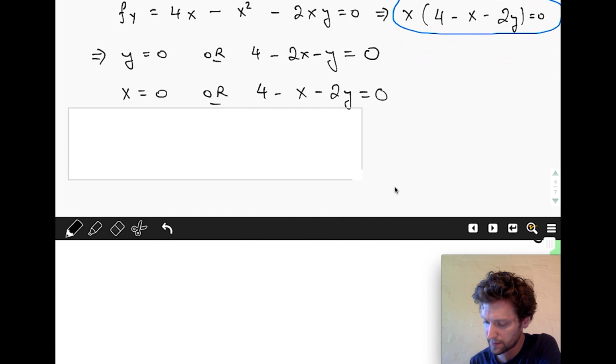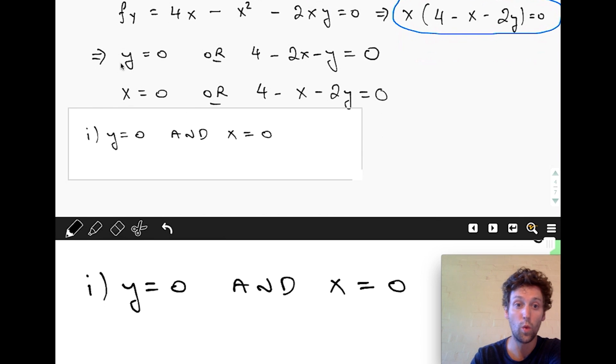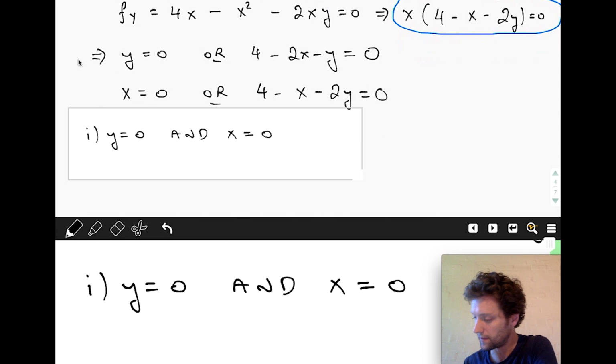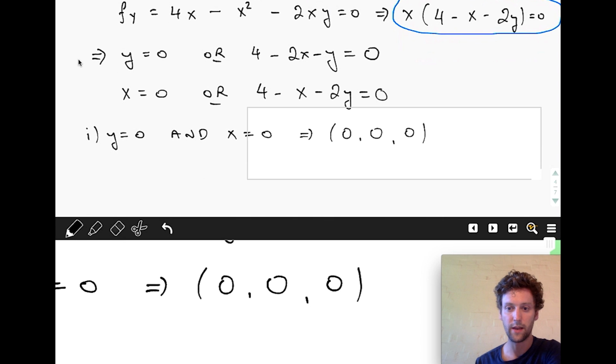The first possibility is y equals 0 and x is equal to 0. So again, I'm using one condition from this line and one condition from this line. That implies that my critical point will be at x is equal to 0, y is equal to 0, and we also need to know what the value of f is. If I substitute that in, we get f is equal to 0 at that point.